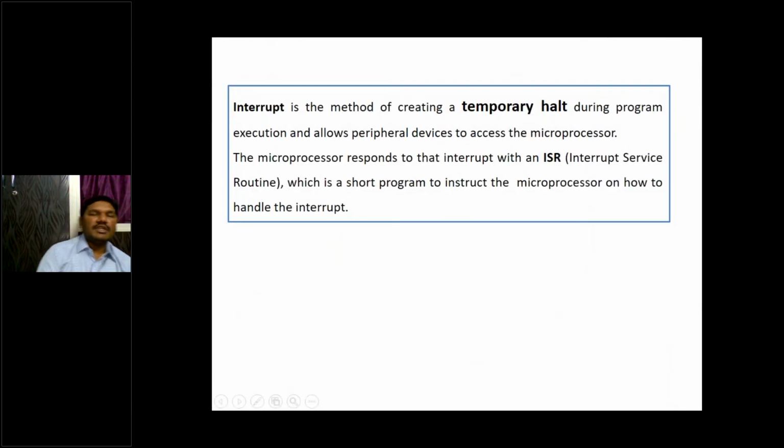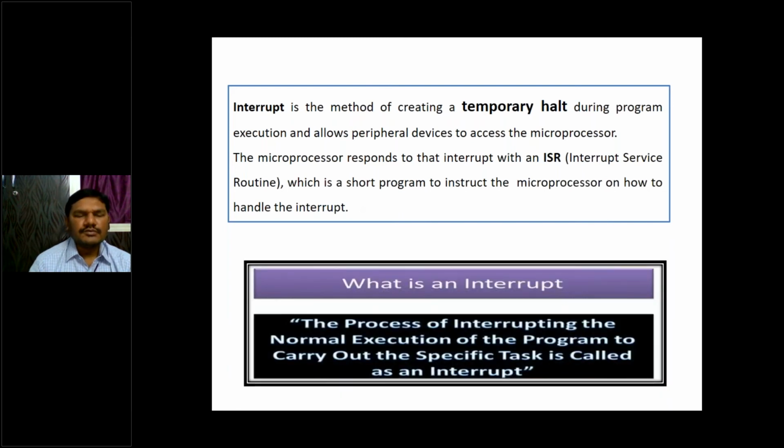See here, I am giving the definition of interrupt. Interrupt is the method of creating a temporary halt during program execution and allows peripheral devices to access the microprocessor, and this operation is executed by an interrupt service routine, which is a short program to instruct the microprocessor on how to handle the interrupts. So interrupt is the method of creating a temporary halt during program execution. This is also one more definition of interrupt.